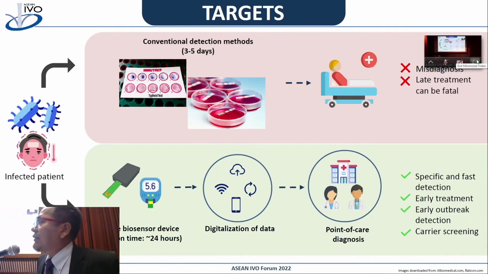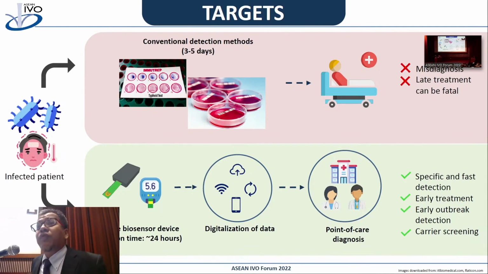So what is our target in our group? How is it possible to convert from the qualitative method approach to the quantitative method? As shown in this slide, blood culture takes about 3 to 5 days and has some misdiagnosis between typhoid fever and other diagnoses of fever.